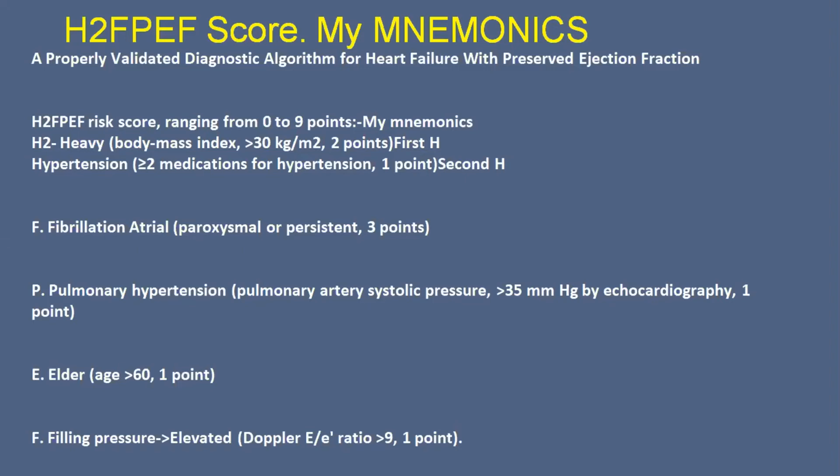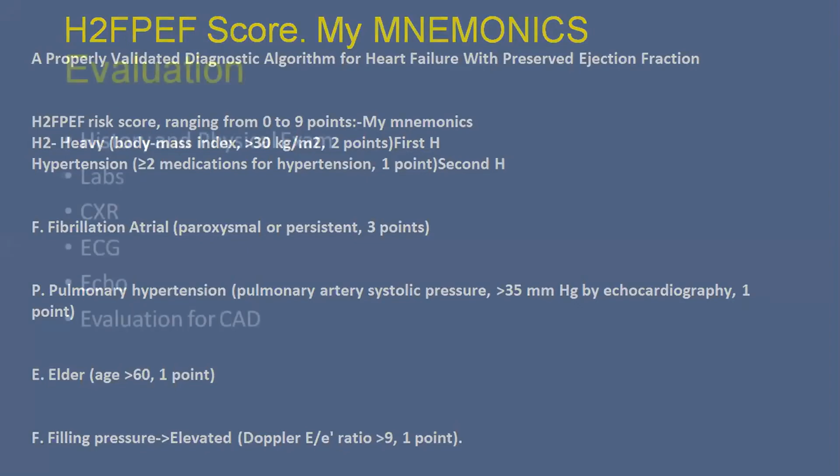P stands for pulmonary hypertension, pulmonary artery systolic pressure more than 35 millimeters of mercury by echocardiography, 1 point. E: Elder, age more than 60, 1 point. F: Filling pressure elevated, Doppler E to small e prime ratio more than 9, 1 point. This is the H2FPEF score by mnemonics.